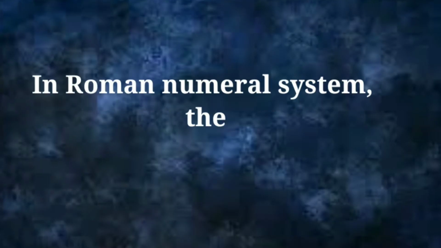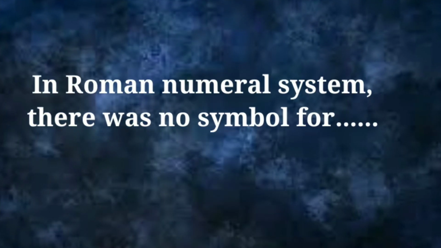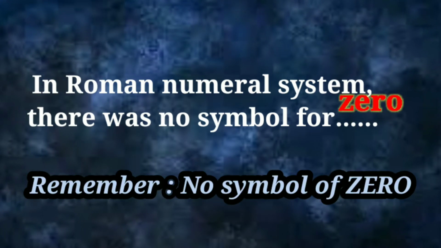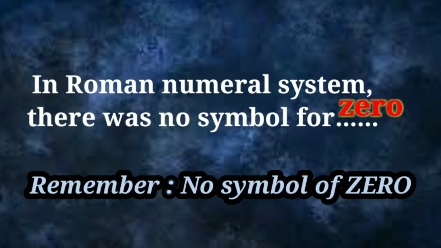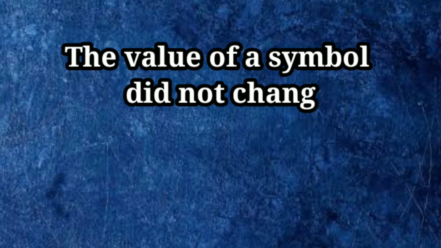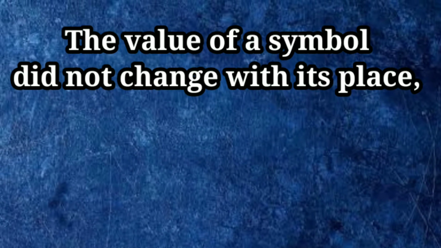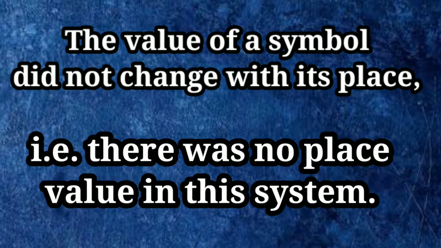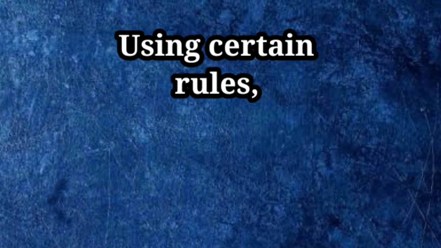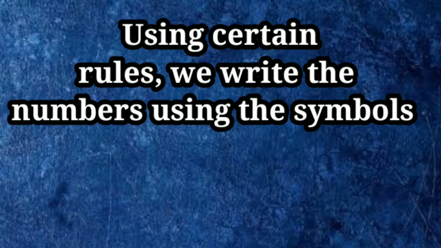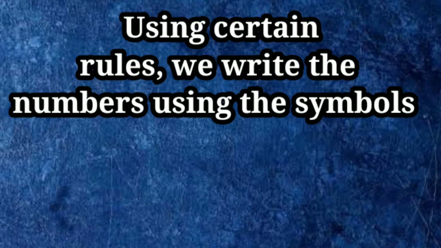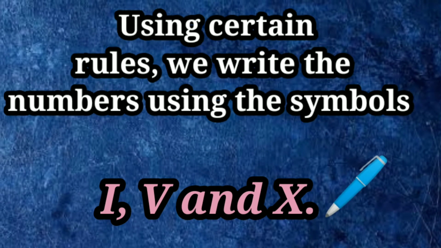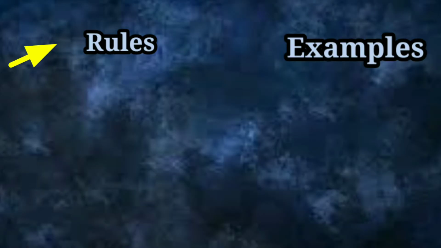In the Roman numeral system, there was no symbol for 0. Remember this, there was no symbol for 0. The value of a symbol did not change with its place. That is, there was no place value in this system. Using certain rules, we write the numbers using the symbols I, V and X. Let's see the rules with examples.